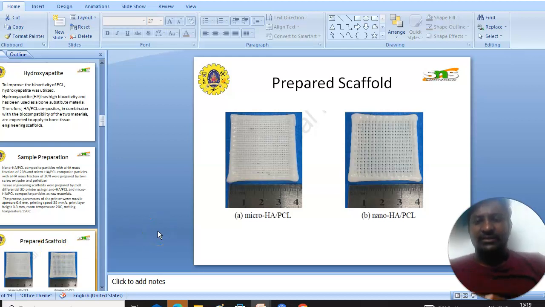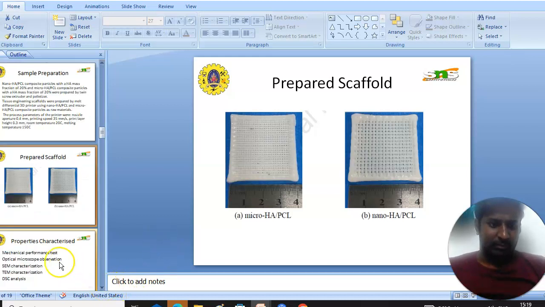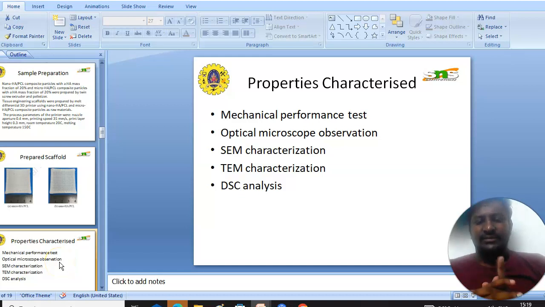This is the scaffold prepared by the authors. A shows the micro HA-PCL and the second one is the nano HA-PCL. The properties tested were mechanical performance, optical microscope observation, SEM characterization, TEM characterization, and DSC analysis.